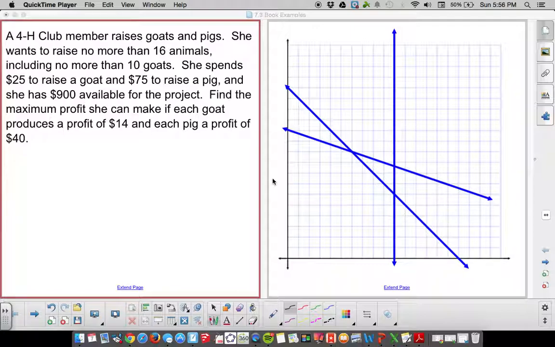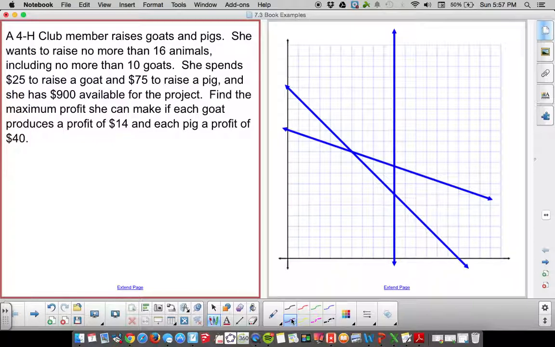This is example 1. We have a 4-H club member who raises goats and pigs. She wants to raise no more than 16 animals, including no more than 10 goats. She spends $25 to raise a goat and $75 to raise a pig. She has $900 available for the project. Find the maximum profit she can make if each goat produces a profit of $14 and each pig produces a profit of $40.